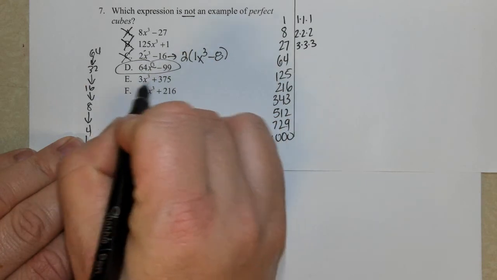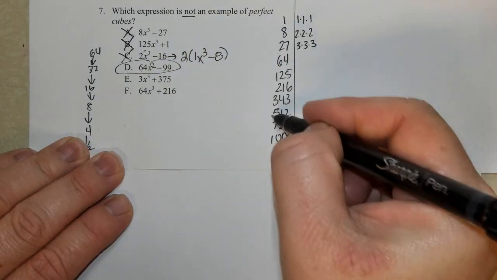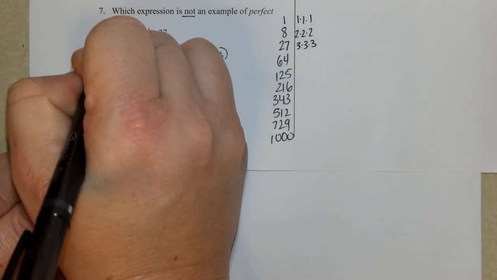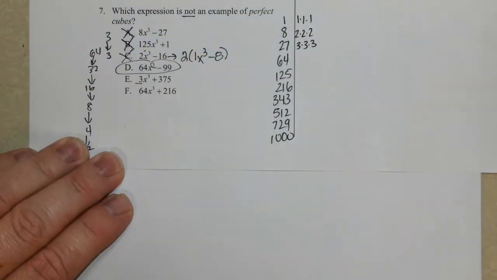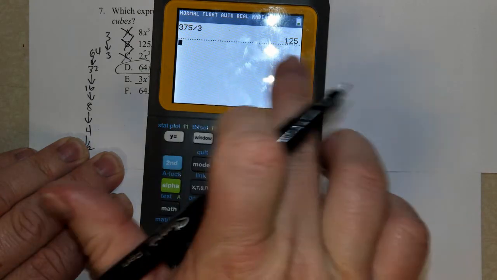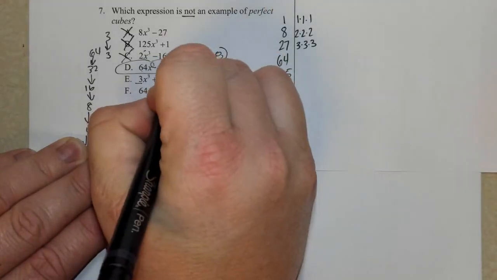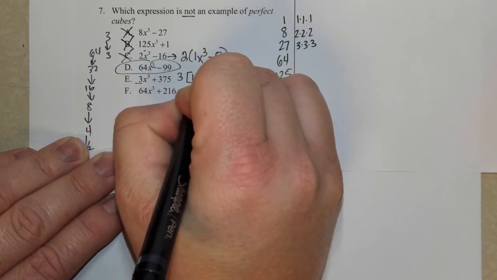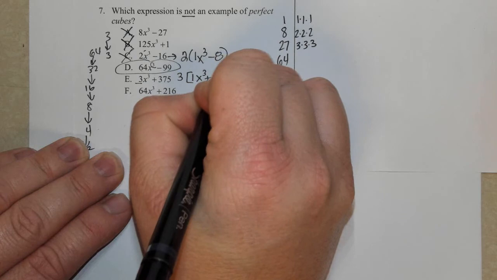Here we go, this one. So I don't see 3, and I don't see 375. So then I'm going with the smaller number. 3. What goes into 3? Factors of 3 are 3 and 1. So let's take 375. And when we divide it by 3, I get 125. So I factor out the 3. 3 times 1 is 3. Attach the x cubed. And 3 times 125 is 375.